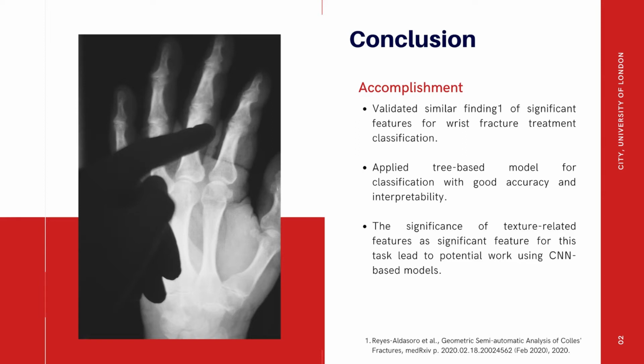As a conclusion, we have validated that the indicators for swelling and texture at the radial bones are important for Colles fracture treatment classification. Three base models have provided a viable predictive model for this task with good accuracy and interpretability. Lastly, given the importance of these texture features, it will be interesting to apply a convolutional neural network in a similar classification task as future work.